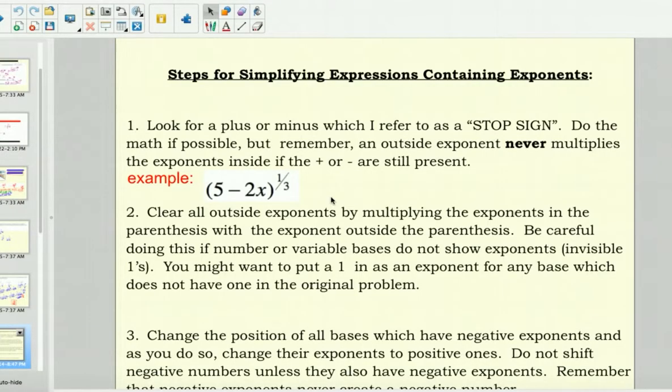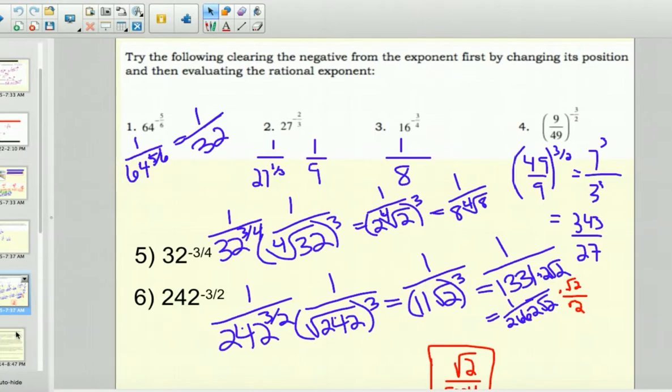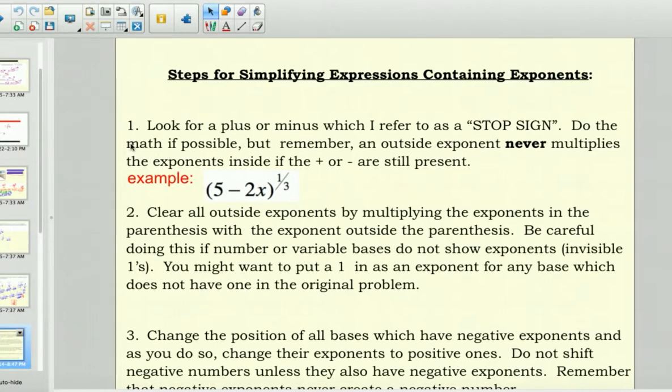Picking up where we left off. So we just finished this slide here. So when we have an equation like this, right? We have parentheses, we have two different terms, and they're all raised to an exponent. It doesn't matter that it's 1/3, it could be 2. It doesn't have to be a rational exponent.